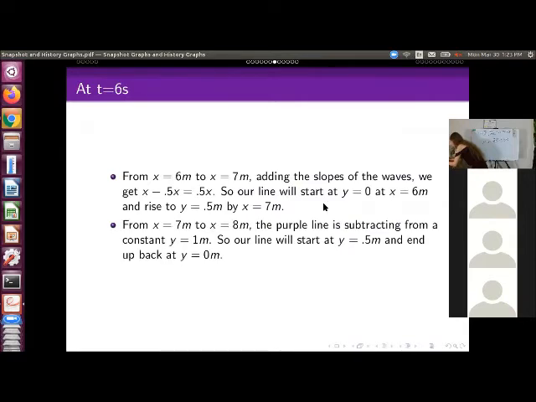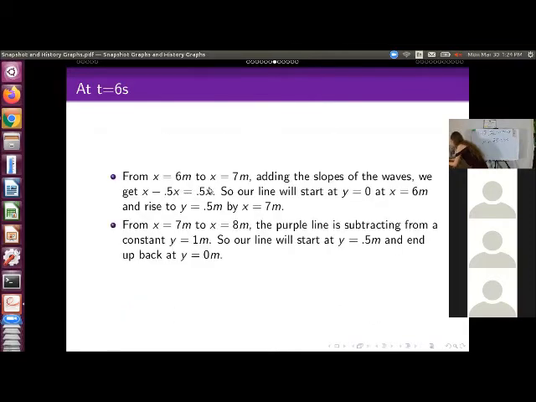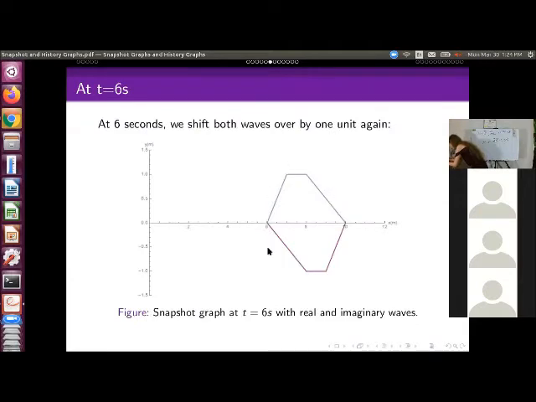So if we're looking at what's happening between 6 and 8 meters, going from 6 to 7, this blue curve has a slope of positive 1, and this one has a slope of -0.5. So if we add those together, 1x minus 0.5x would be 0.5x, so we're going to have a slope of 0.5. And so our line is going to go up to 1/2.